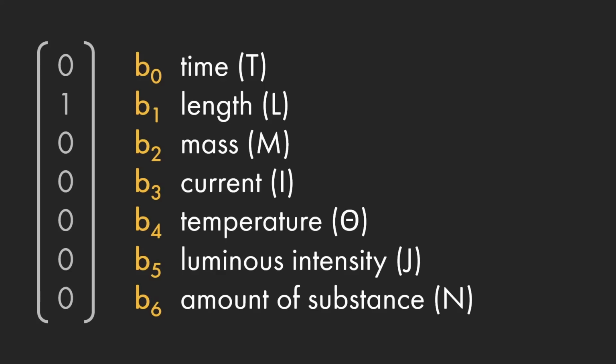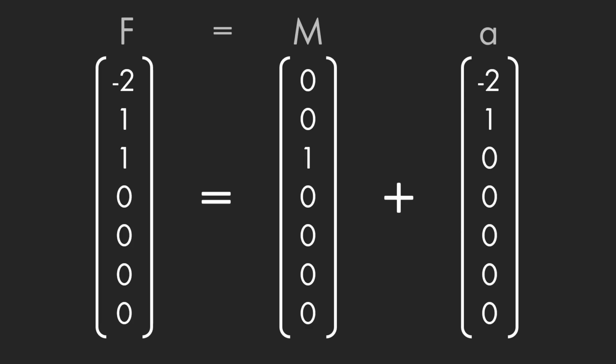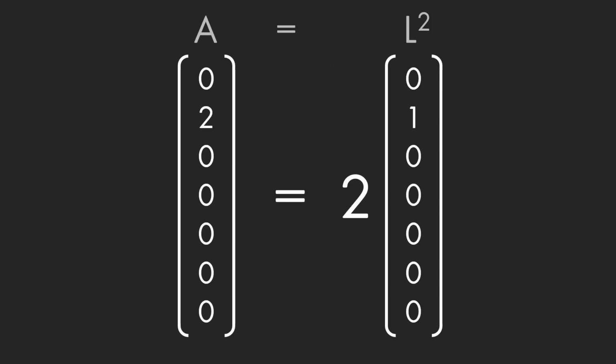The next thing we need is to make sure that the basic operations of linear algebra, vector addition and scalar multiplication, are meaningful. Well, since our numbers represent exponents, vector addition looks like multiplying quantities. For instance, the mass vector plus the acceleration vector produces the force vector. Scalar multiplication, meanwhile, looks like raising something to a power, like how the area vector is 2 times the length vector because area is length squared.